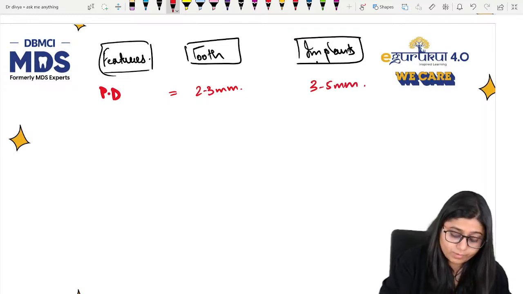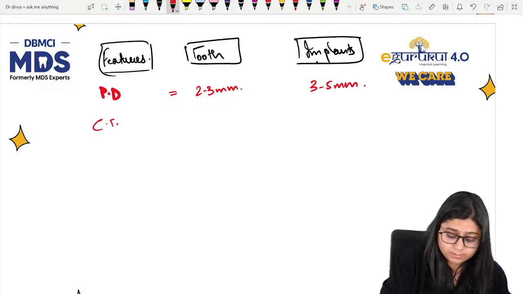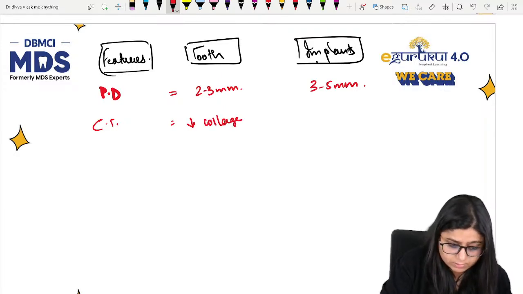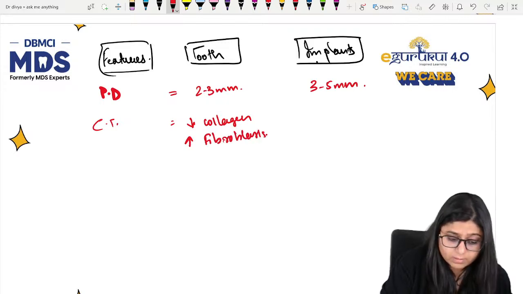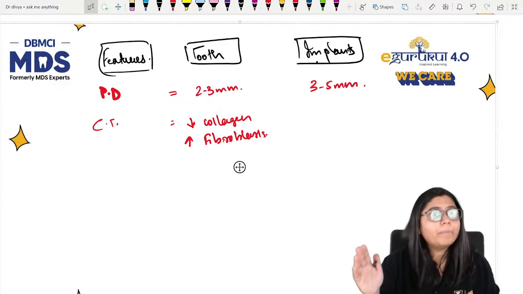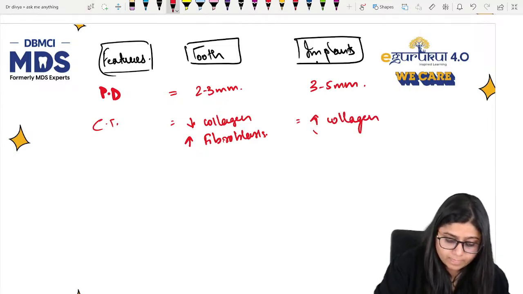Okay, now the connective tissue attachment. In the connective tissue around the tooth there is less collagen and more fibroblasts. But in case of implants, the fibroblasts are less compared to that of the natural tooth. So here there will be increased collagen and less fibroblasts.